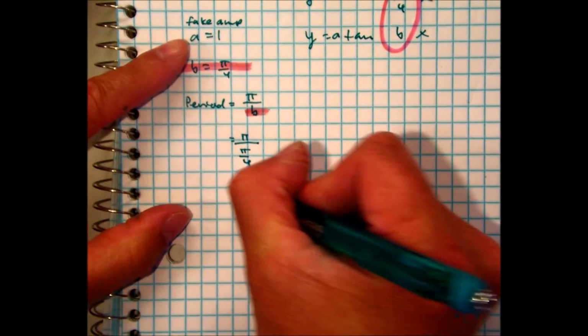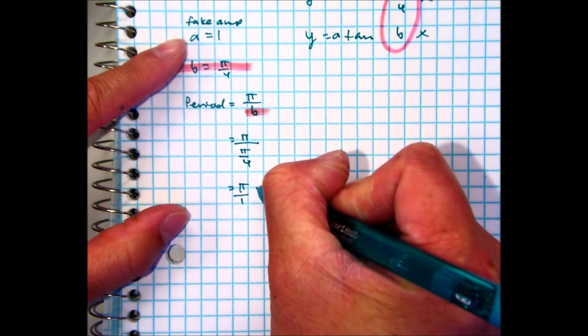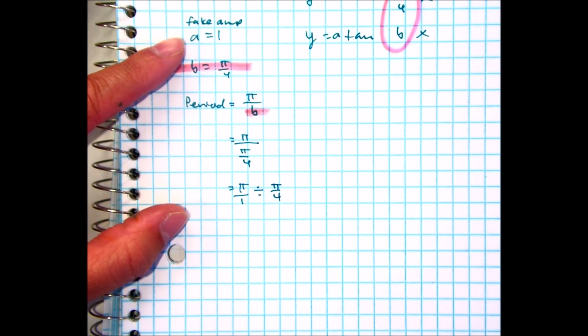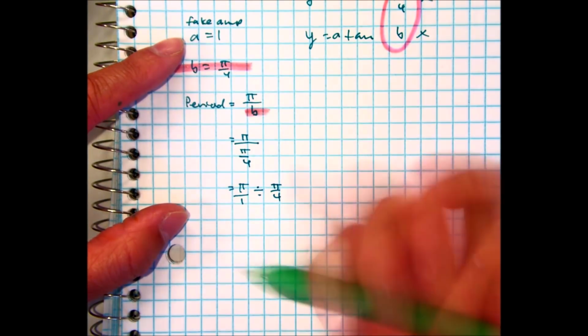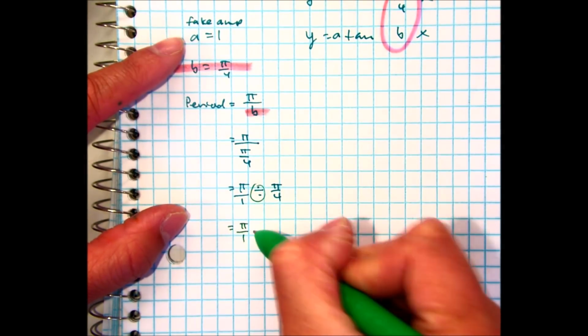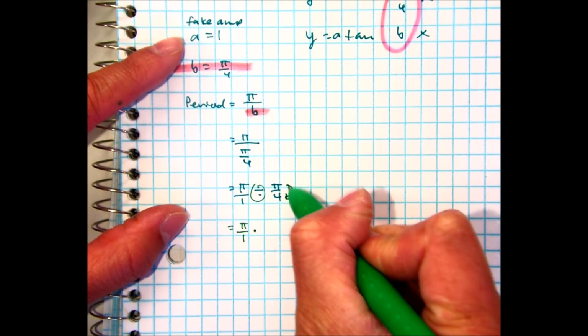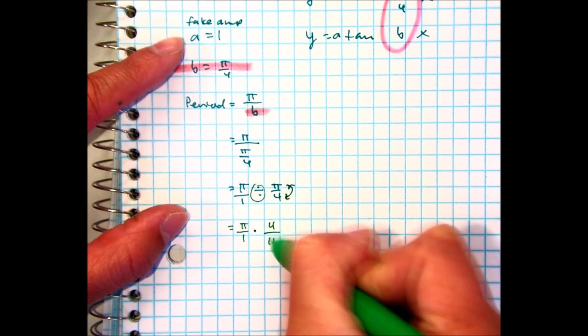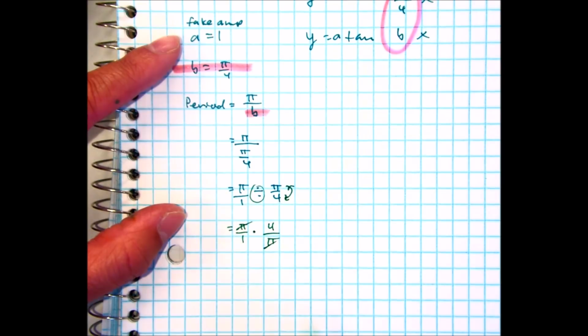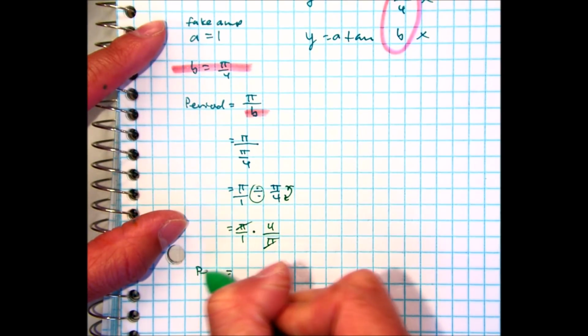If that confuses you, I'm just going to write it sideways: pi over 1 divided by pi over 4. I'm going to change that to what? Multiplication. We're going to take the reciprocal there: 4 over pi. And I can cancel. Raise your hand if you got a period of 4.